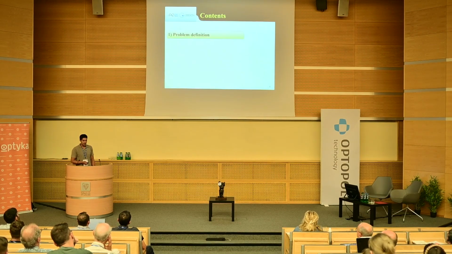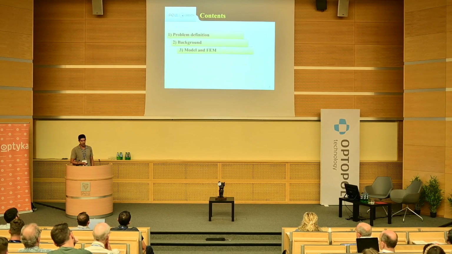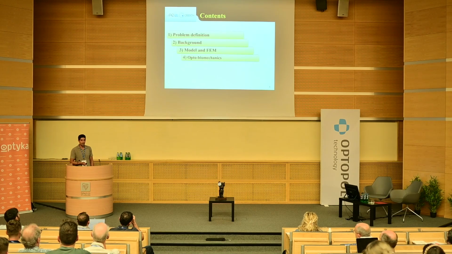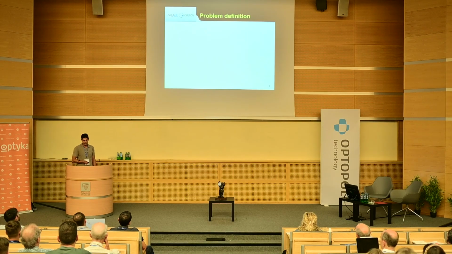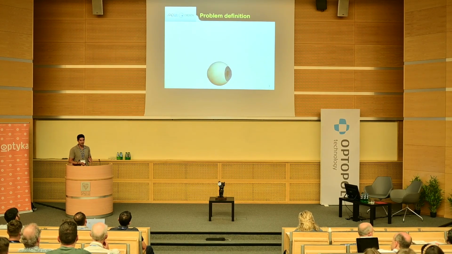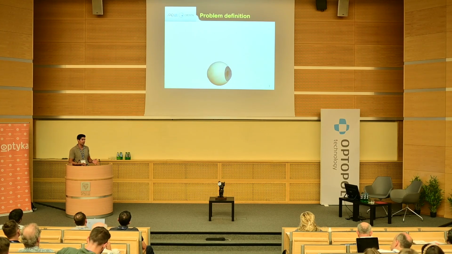At first, I want to talk about the problem definition. After that, we have some background. The third part of my presentation is the model and finite element method. The fourth part is opto-biomechanical aspects, and eventually we have results and conclusion. Although eye tissues' material properties actually influence their optical performance, this relationship is unclear yet.